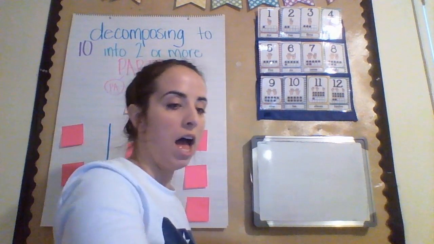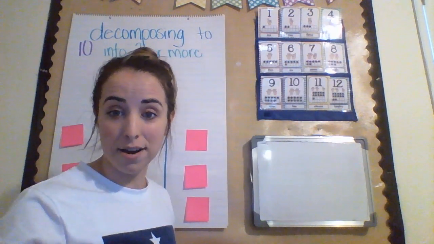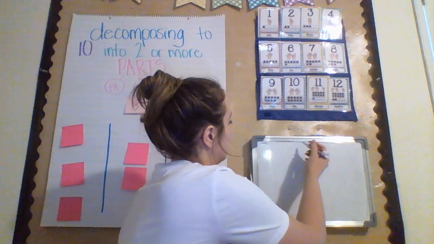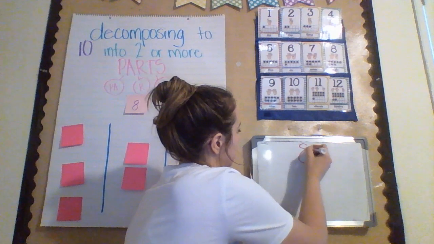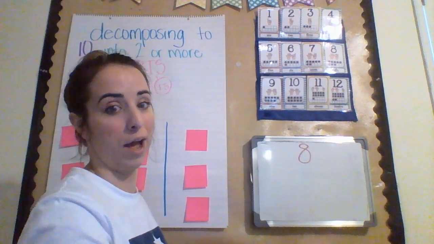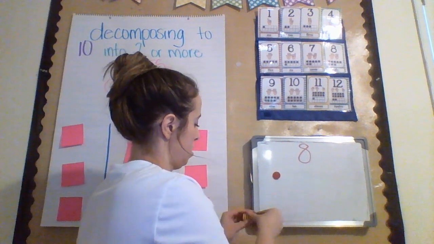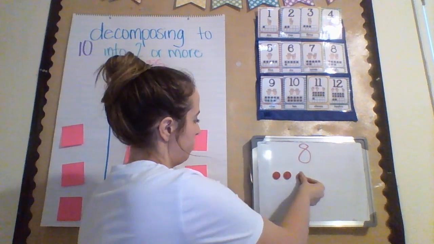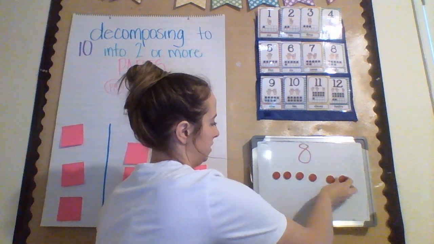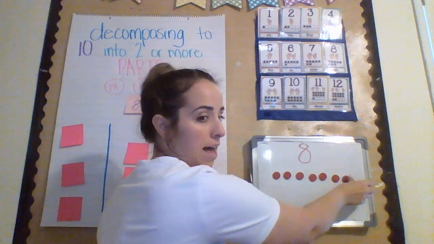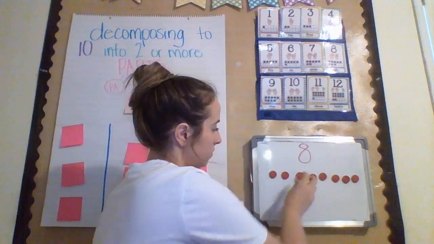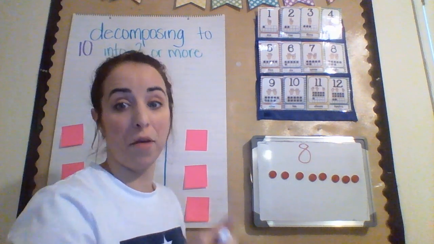All right, so we are thinking about what number? The number 8. So I'm going to write the number 8. And I'm going to show you what we'll be doing with your counter. So let me just do a model real quick, okay? So I have 1, 2, 3, 4, 5, 6, 7, 8. So I'm going to draw some lines to show them that they're separated.